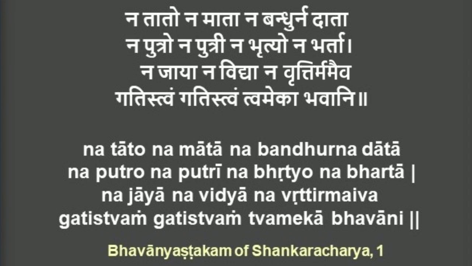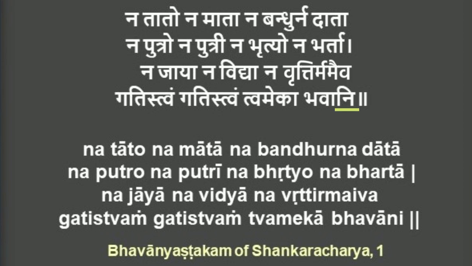But there is something more which we need to understand. For example, let's take the last line. Gatistvam, gatistvam, tvameka bhavani. Ga is laghu, tis is guru, tvam is guru. So laghu, guru, guru, laghu, guru, guru in gatistvam, gatistvam. Then again, tvameka: tva is laghu, me is guru, ka is guru. Then bha is laghu, va is guru.